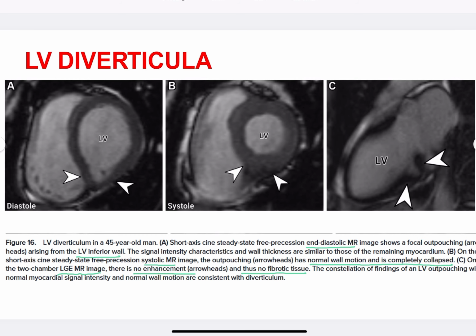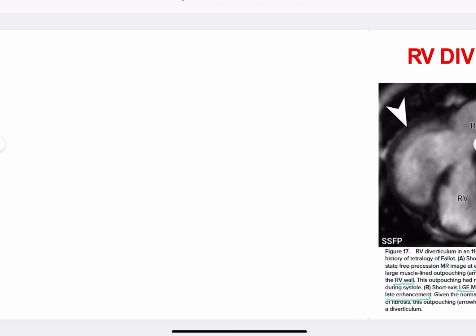Now here we can see in the first image, it is the end diastolic MR image. Here we can see the focal outpouching from the left ventricular inferior wall. Now in the systolic image we are seeing this outpouching is completely collapsed, and in the late gadolinium enhancement we are not seeing any enhancement and thus no fibrotic tissue. So this was an example of left ventricular diverticula.